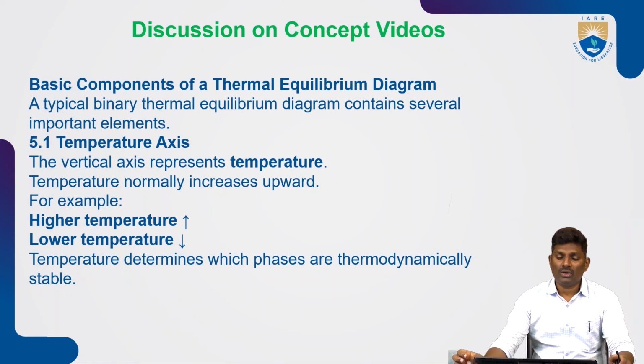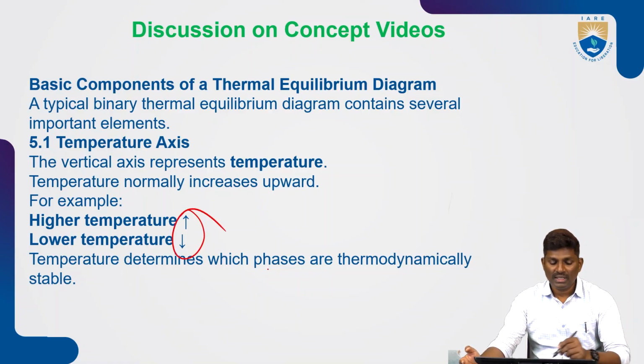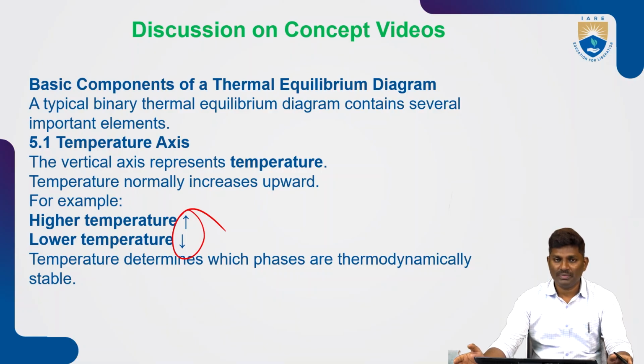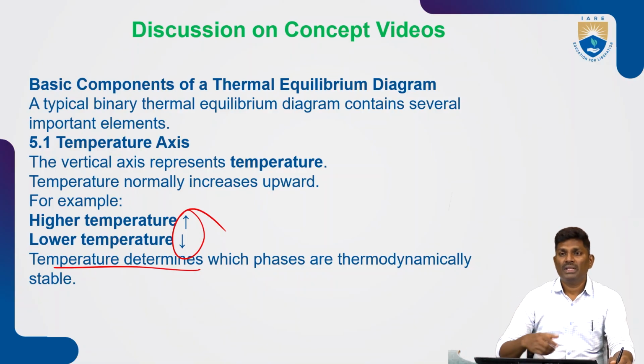So the basic components of a thermal equilibrium diagram include the typical binary thermal equilibrium diagram, which contains several important elements, like the temperature axis. Of course, the temperature axis is represented vertically, and higher temperature and lower temperature can be indicated with the help of these arrows. And the temperature determines which phases are thermodynamically stable. You need to find the temperature variations, how the phases are being transformed thermodynamically.